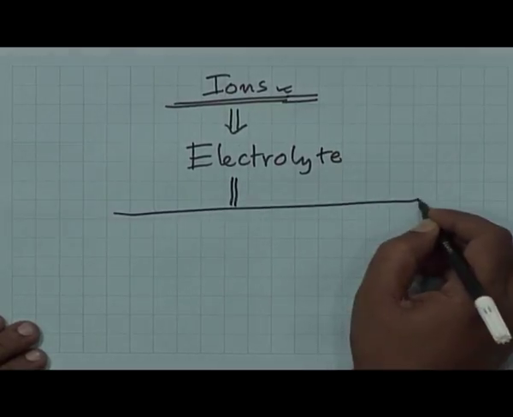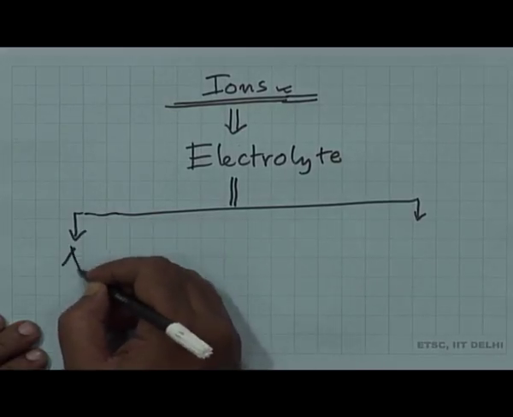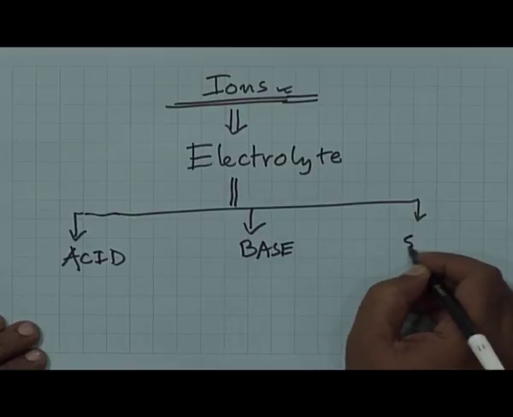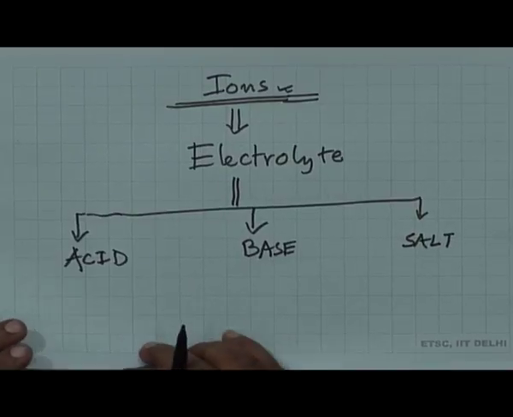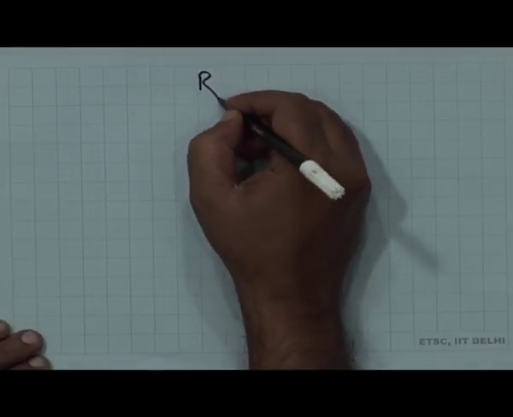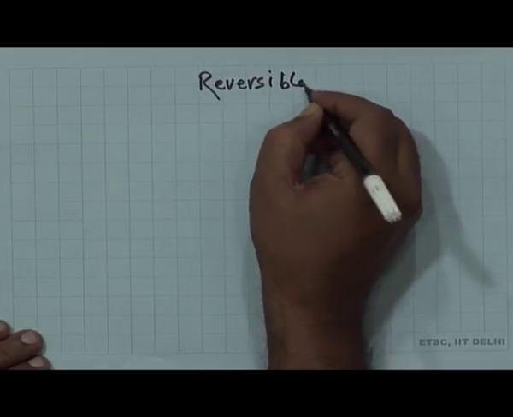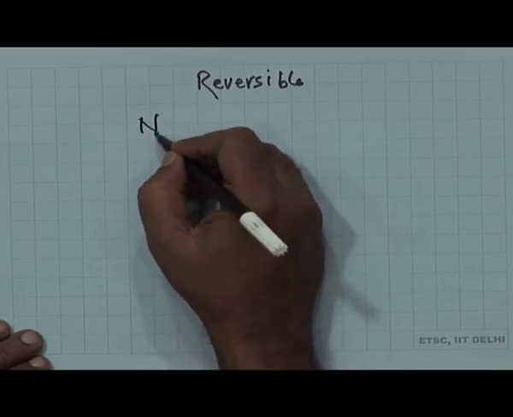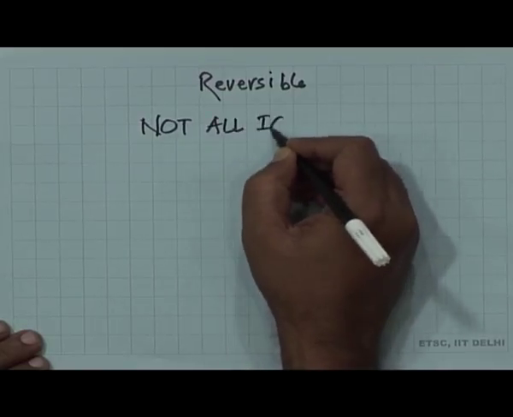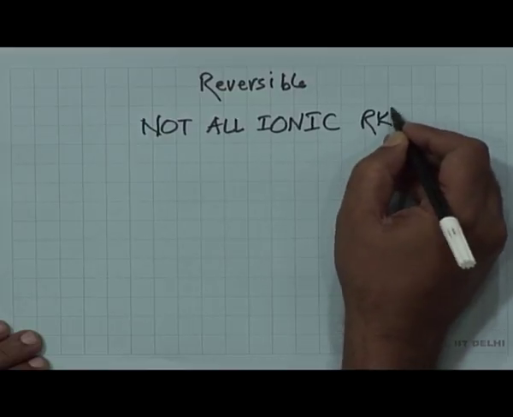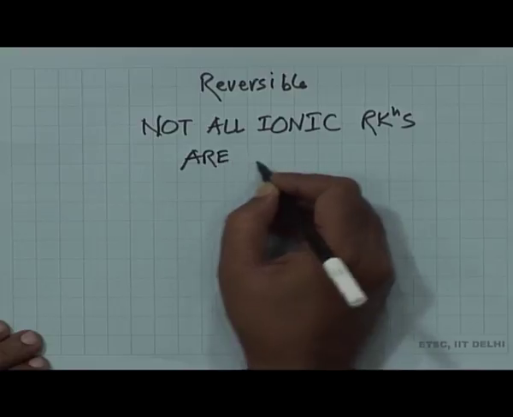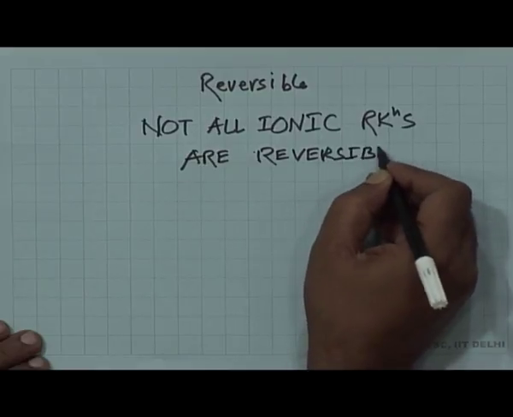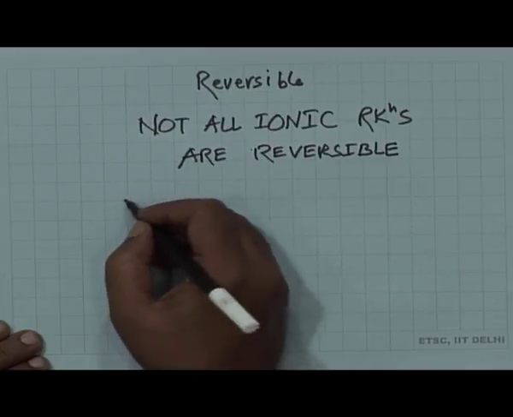Generally we discuss three different kinds of electrolytes. One is acid, another is base, and then salt. Now, the second part is reversible. Not all ionic reactions are reversible. A lot of them are irreversible.